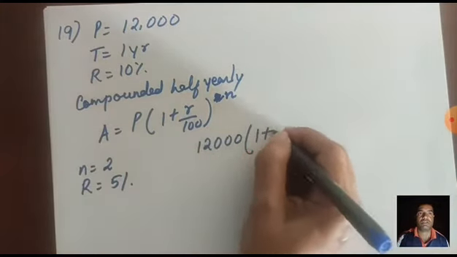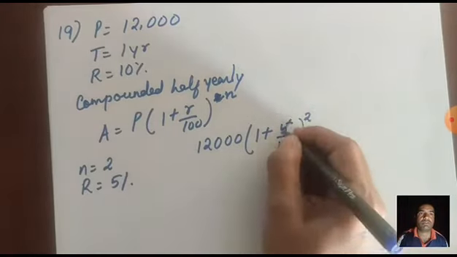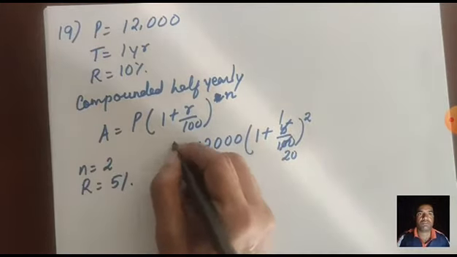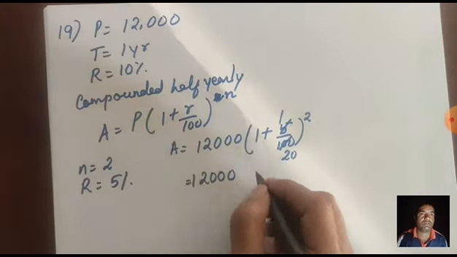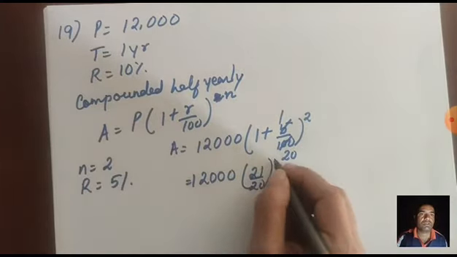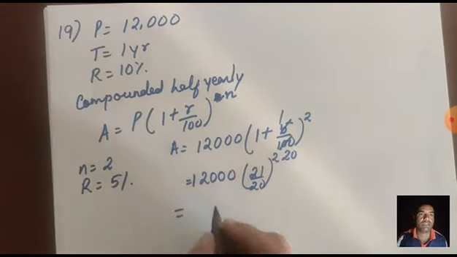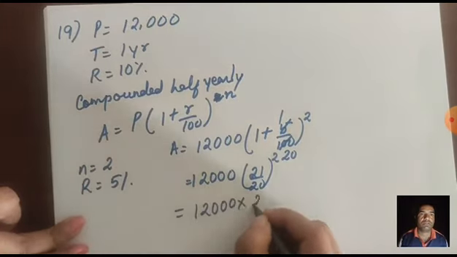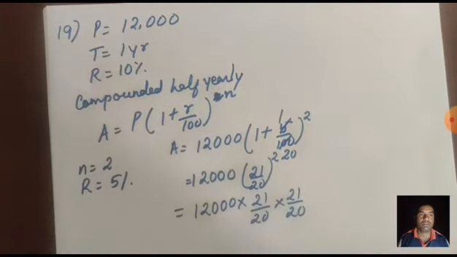So P is equal to 12,000, into bracket 1 plus 5 upon 100 raised to 2. So the amount is equal to 12,000 into bracket 1 plus 5 upon 100, which will be 21 upon 20 raised to 2. I have done it directly. 12,000 into 21 into 21 upon 20, 20.